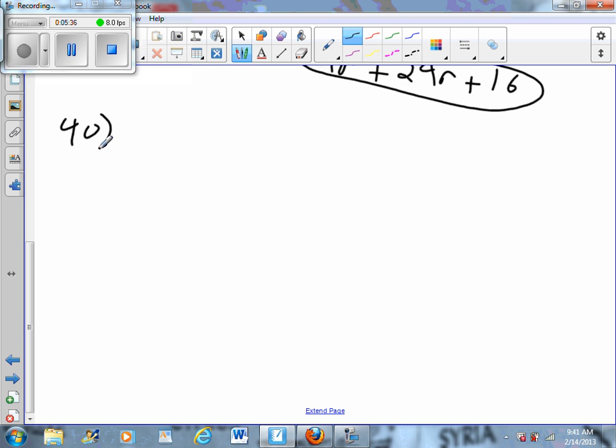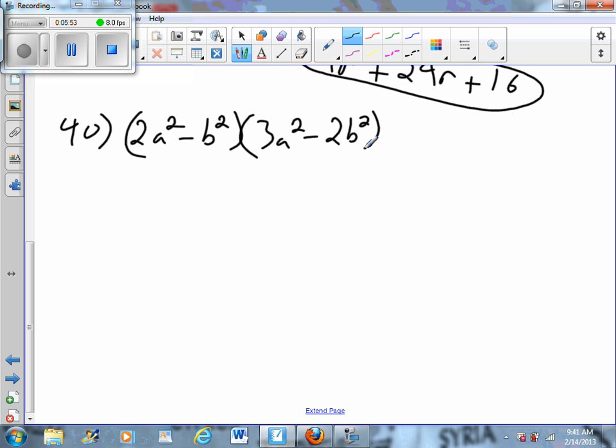Skipping down to number 40. 2a squared minus b squared, right? And 3a to the second minus 2b to the second. Okay, so we have to use the FOIL method here. And let's use a little bit more of the shorthand version instead of the expanded version, how I've shown you guys before. We're going to multiply the two first terms together to begin with.